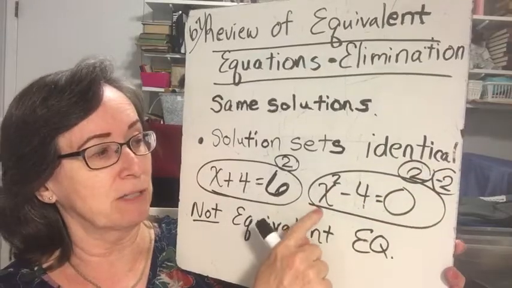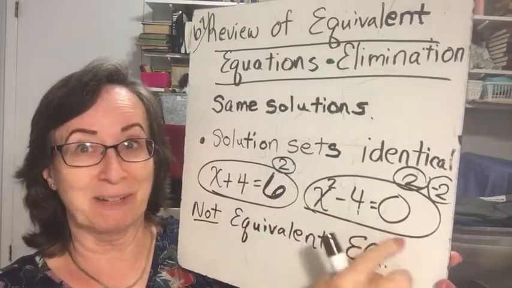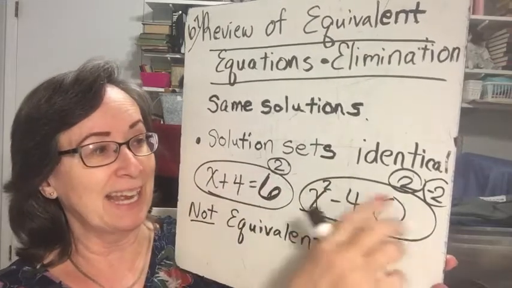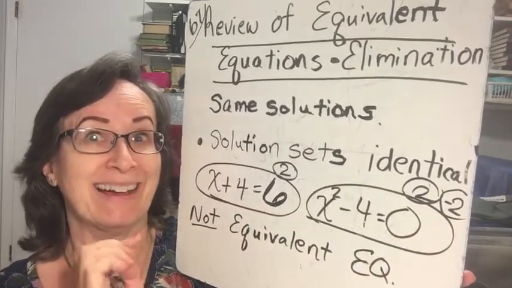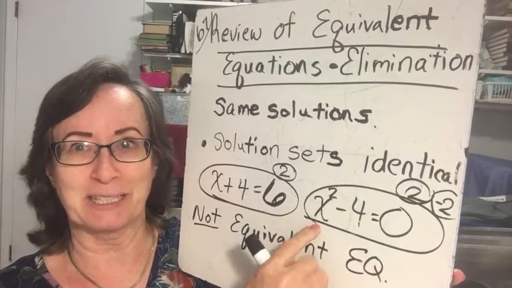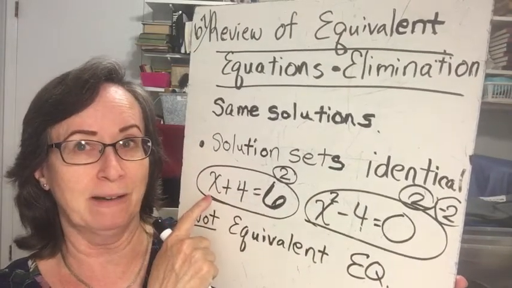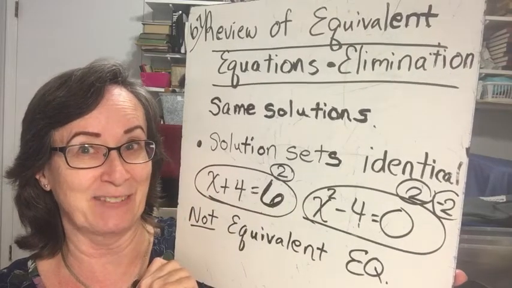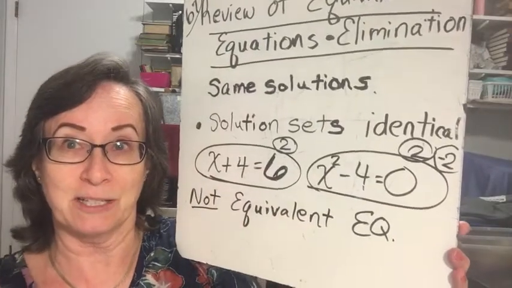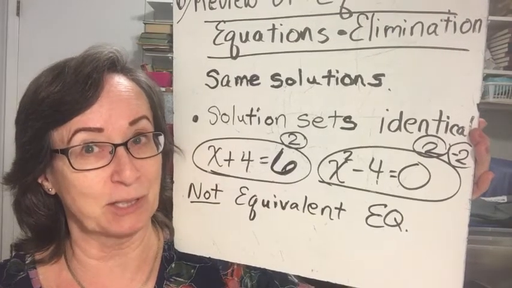Let's check it. -2 times -2 is 4. 4 take away 4 is 0. So this one is what we call quadratic because it has an x squared and it has 2 solutions because it has an x squared. Okay, so if we have an x squared equation, we expect 2 solutions. But when we have something like this, there's just x to the first power, we expect 1 solution. That's kind of an easy hint, isn't it? So these two are not equivalent equations because they do not have the exact same solution set.